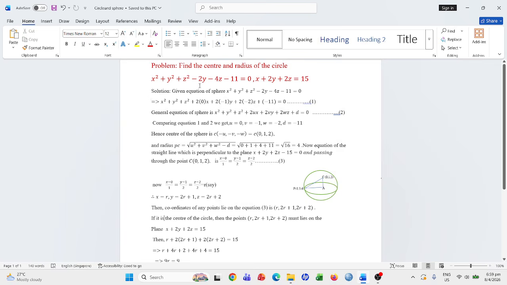Now we are going to solve the problem. Find the center and radius of the circle: x square plus y square plus z square minus twice y minus 4z minus 11 equal to 0, comma, x plus twice y plus 2z equal to 15.